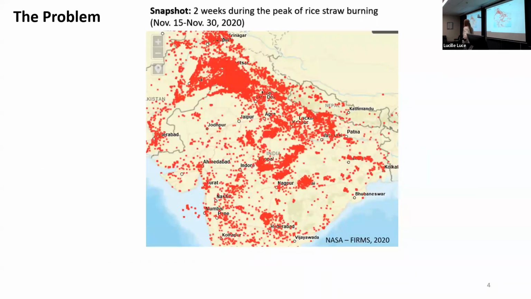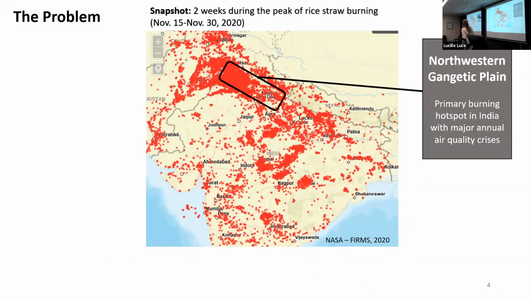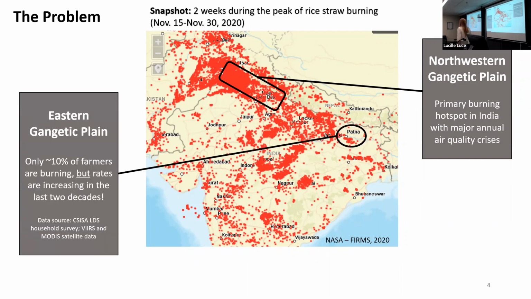So to give you a little bit more context of the problem of burning, the main hotspot of burning in India happens in the northwest, in Punjab and Haryana. Every year, unfortunately, there's a major winter air quality crisis in the city of Delhi. And it's gotten a lot of attention for good reason.